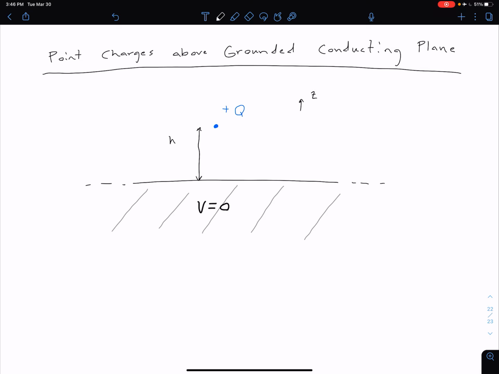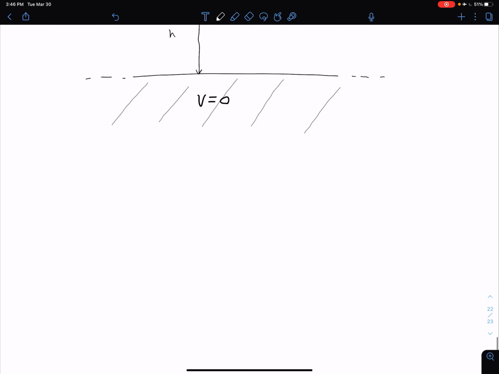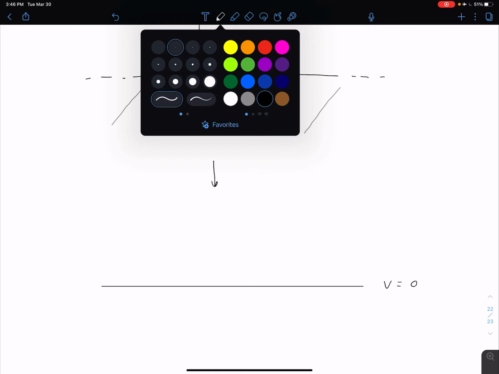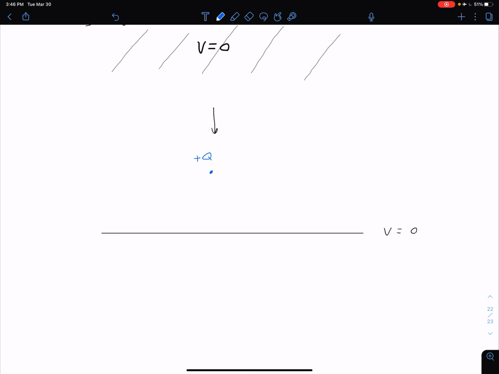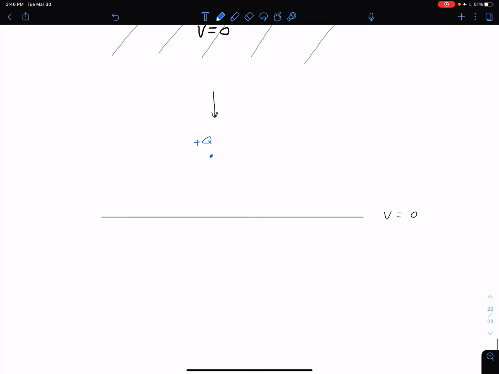So using our method of images, we know that we can replace this system by that charge configuration, some equipotential surface, and in this case that's going to be V equals 0. So let's go ahead and draw our equipotential surface. So this is going to be V equals 0, and let's put our original charge up here, and then equidistant from that, below our equipotential surface, we're going to have our image charge, which in this case is going to be negative q.